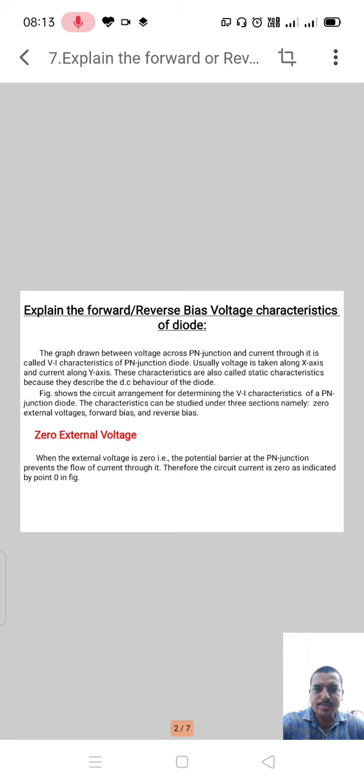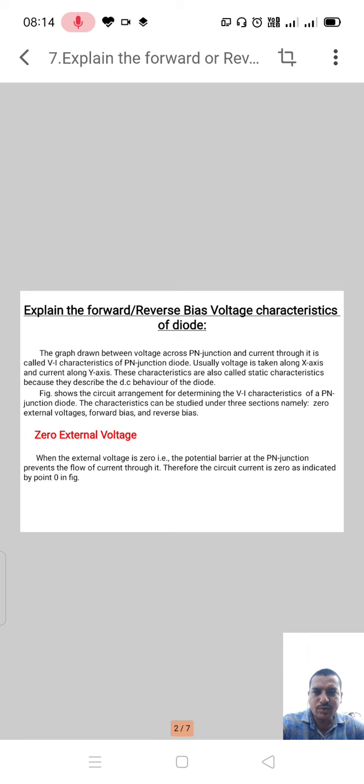The circuit arrangement for determining the VI characteristics of a PN junction diode is shown in figure. The characteristics can be studied under 3 sections, namely 0 external voltage, forward bias and reverse bias. First one, 0 external voltage.